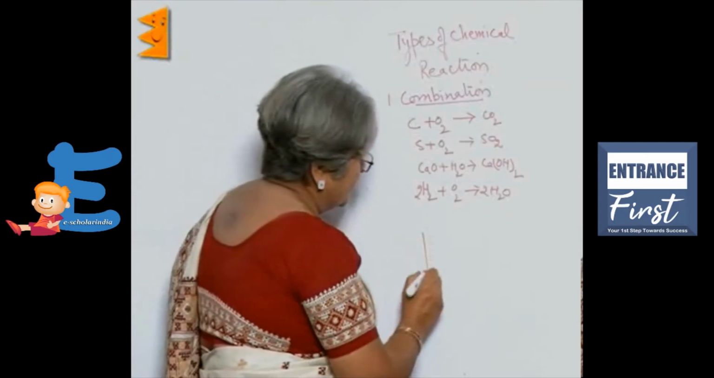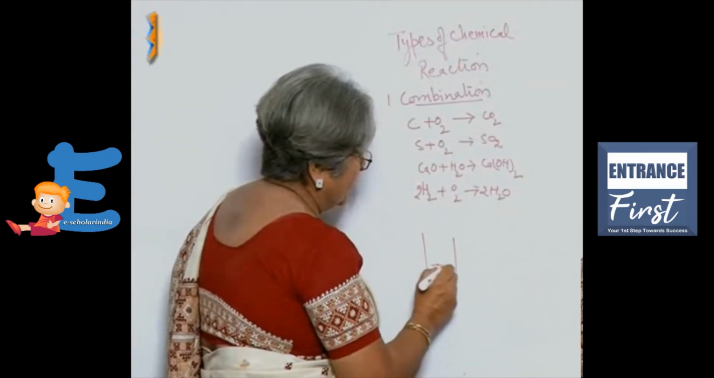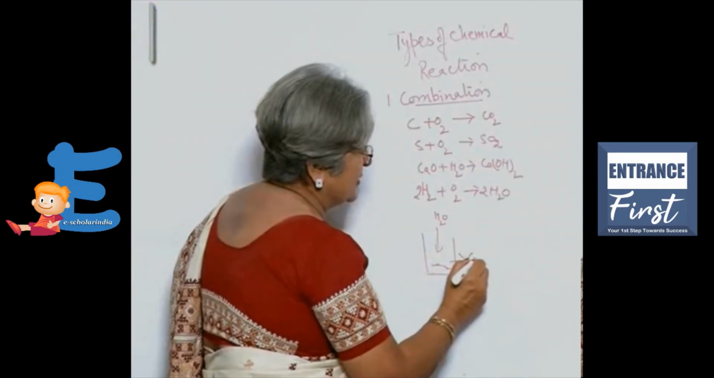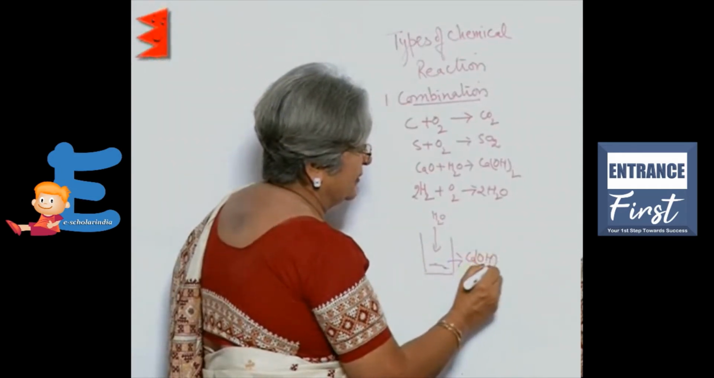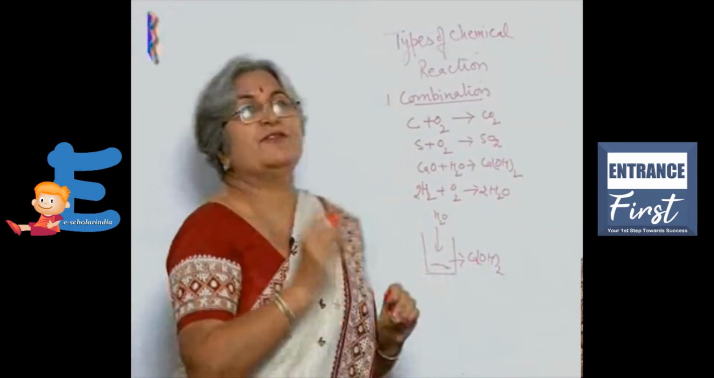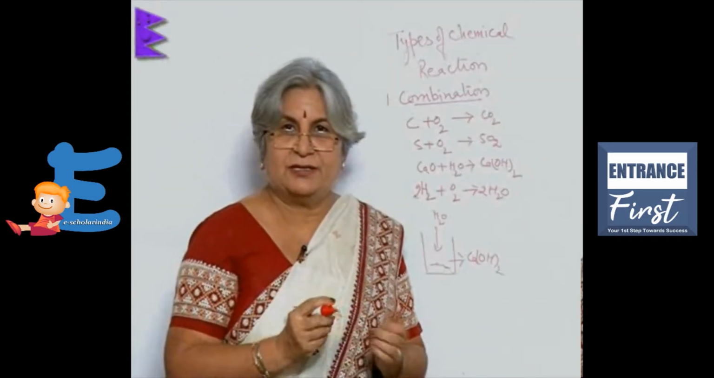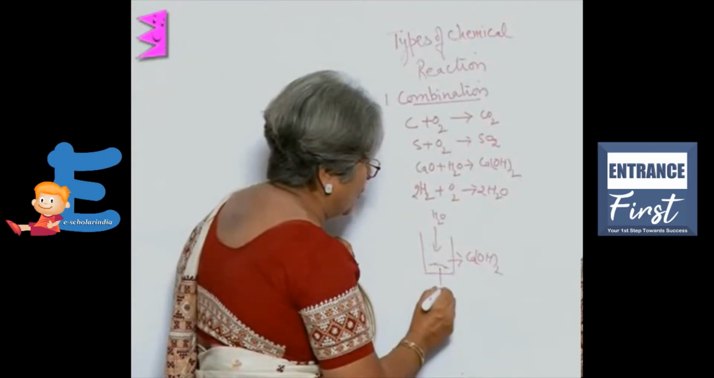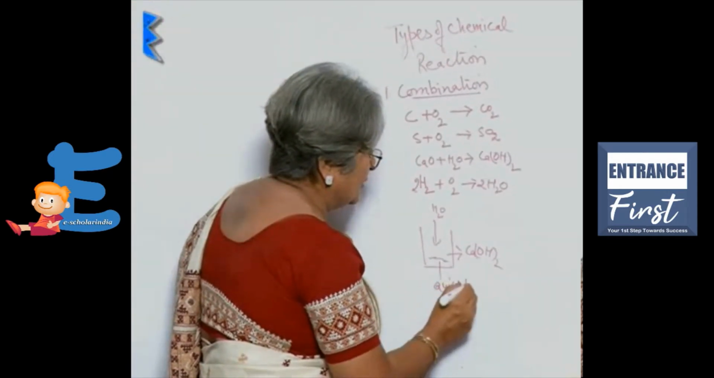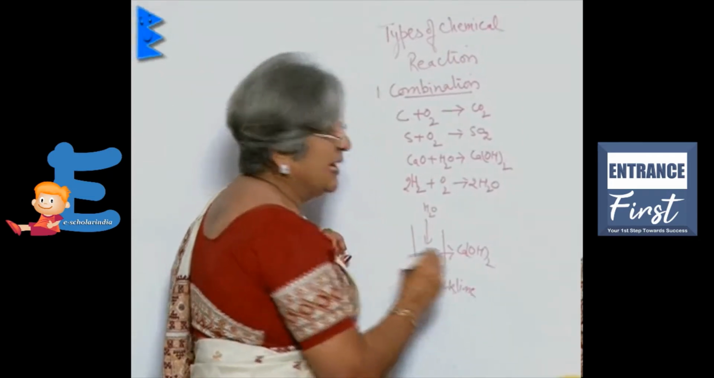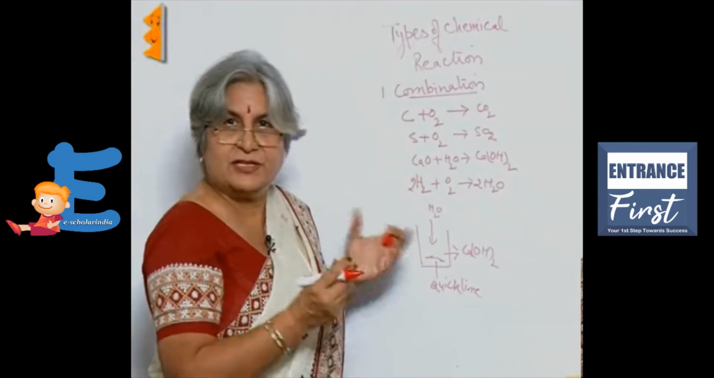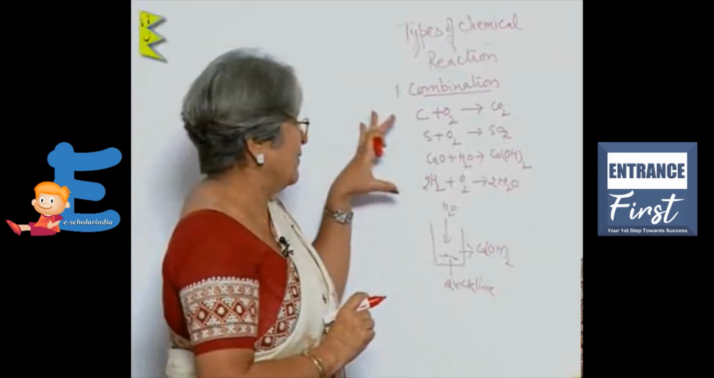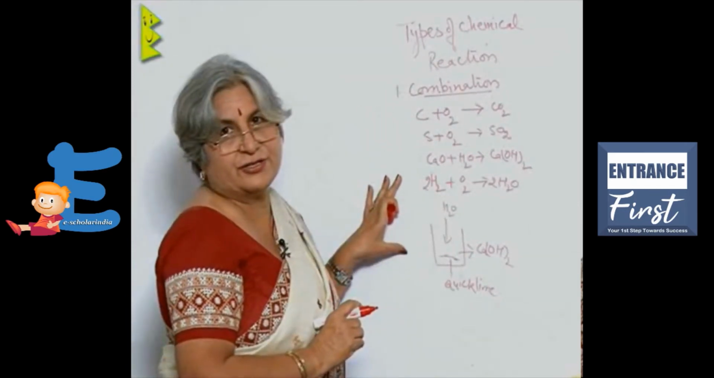You can take some quicklime and add water to it. What you will get is calcium hydroxide, a base. So if you put a red litmus paper, it will turn blue. So you will know that from quicklime and water, you have got lime water, which is just the addition of quicklime and water. These types of reactions are called combination reactions.